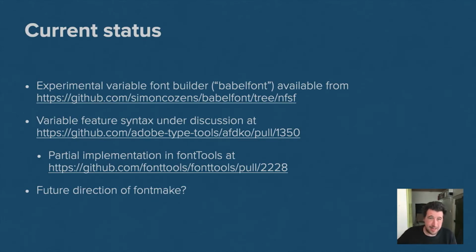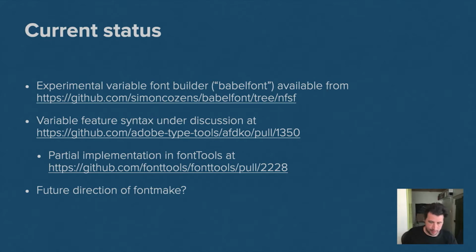Where is this at the moment, and where is it all going? Well, you can get a copy of the variable font builder, which builds directly to variable fonts, from a project called Babel font on my GitHub repository. And that actually uses my own feature syntax, which is not related to the Adobe feature syntax, and varies things that way. But for this to become part of the mainstream way in which we develop variable fonts, we need that variable feature syntax to be accepted.